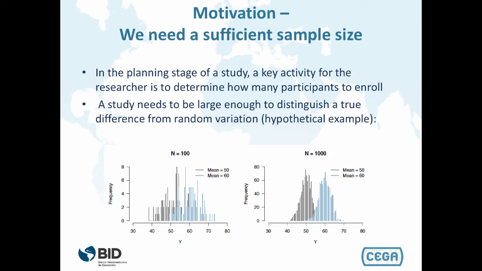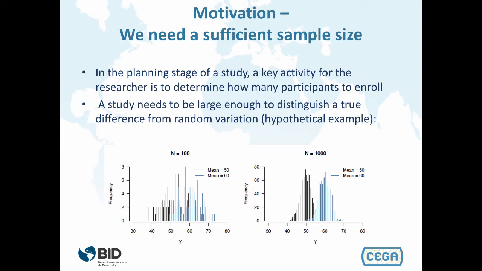One of the big issues is how big a sample size do we need? In planning this stage of the study, a key activity for the researcher is to determine how many participants they need to enroll in the study, how many observations we need. A study needs to be large enough to distinguish the true difference from random variation.